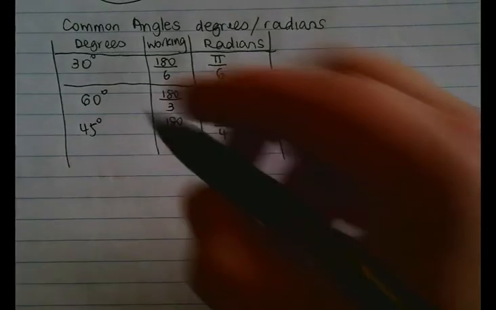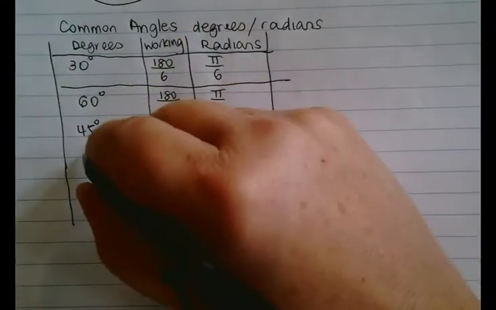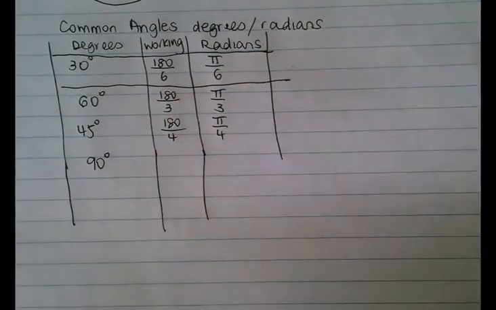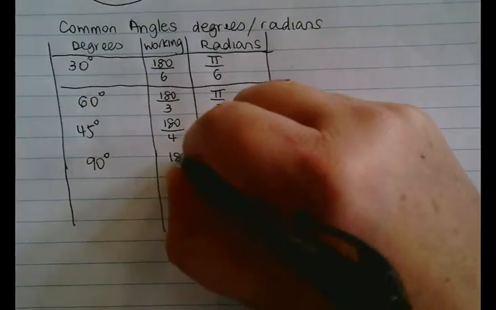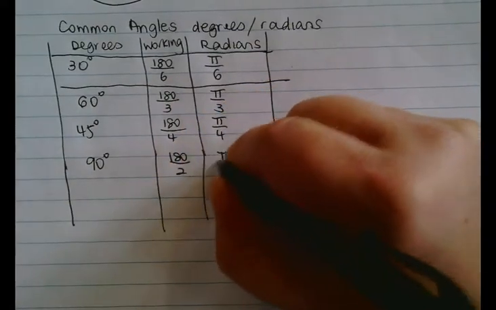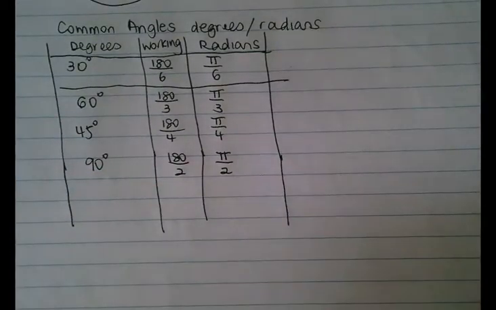Okay? Another one would be, and how you can remember them, so this middle column is how you remember them. 90 degrees. Isn't that 180 divided by 2? And we know that 180 degrees is pi. So instead of saying 90 degrees, I say pi on 2 radians. Okay? We know what 180 is.